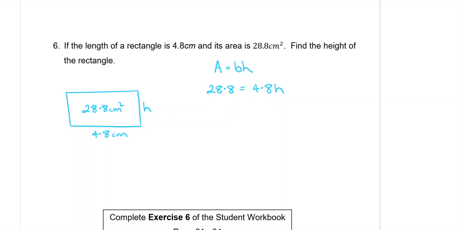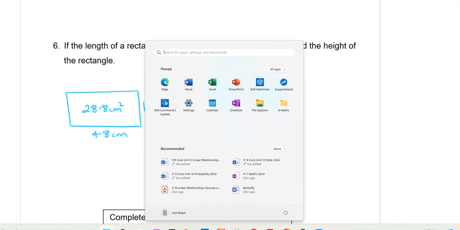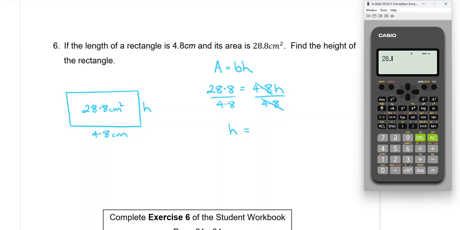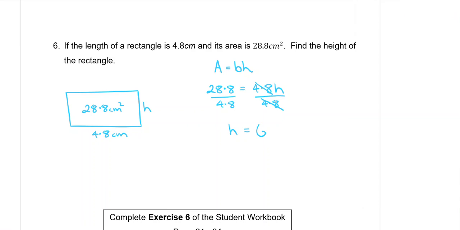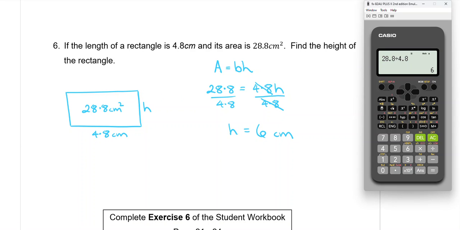If I need to get the h over here by itself, I'm going to need to divide by 4.8 to both sides, because you've got to keep it balanced, so that the 4.8 disappears and the h is by itself. Then in your calculator, you'll type in the 28.8 divided by or over 4.8, and you'll get an answer of 6, which is the height of that rectangle. It will be 6 centimetres. And you could double check it if you wanted to. If I was going backwards and finding the area, 4.8 times 6 does give me the 28.8 centimetre squared area.